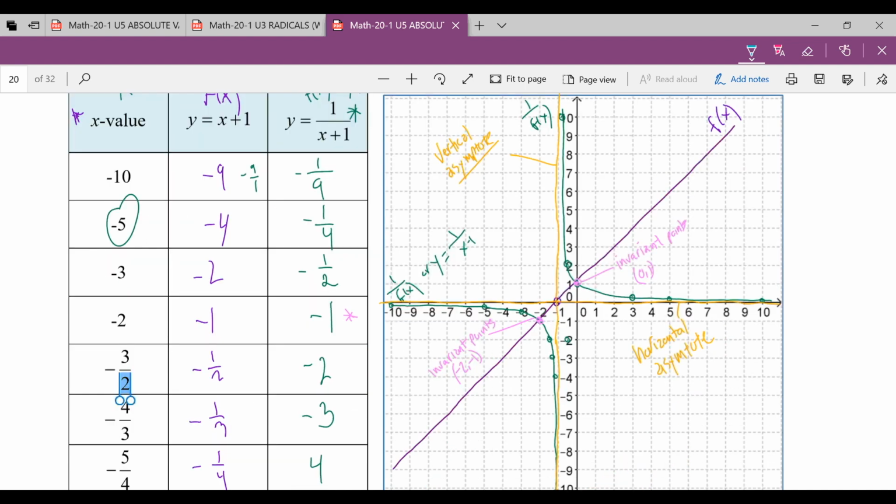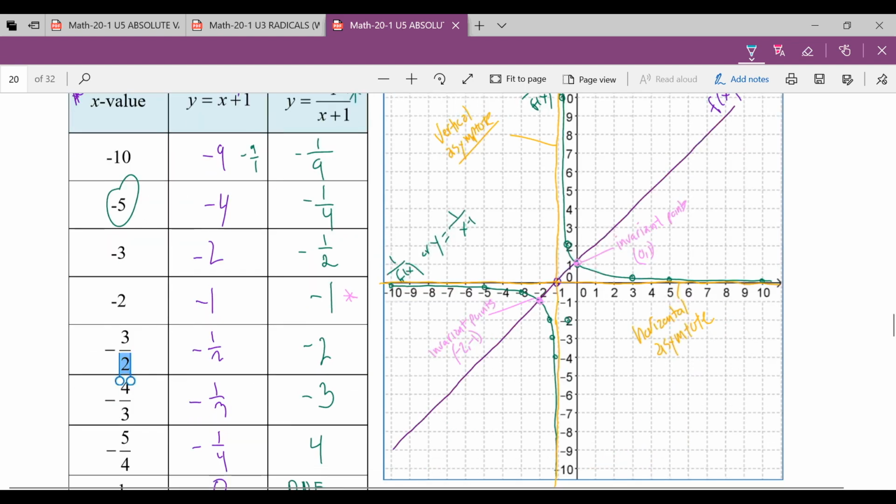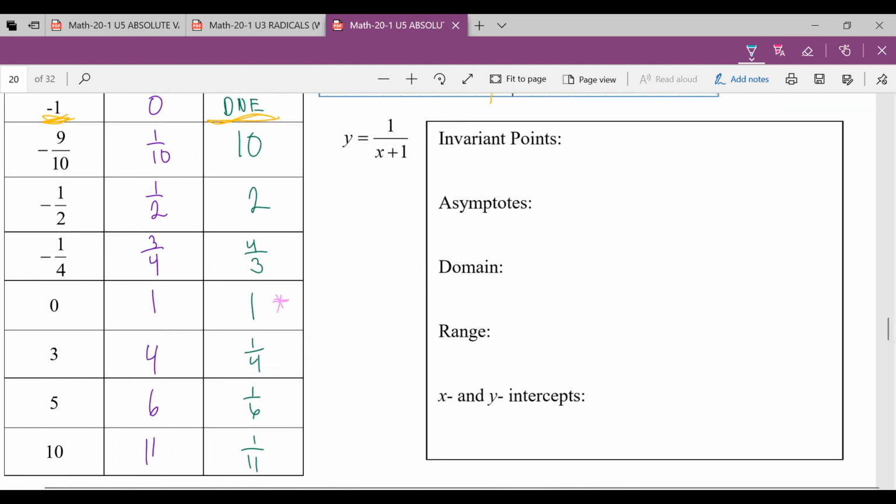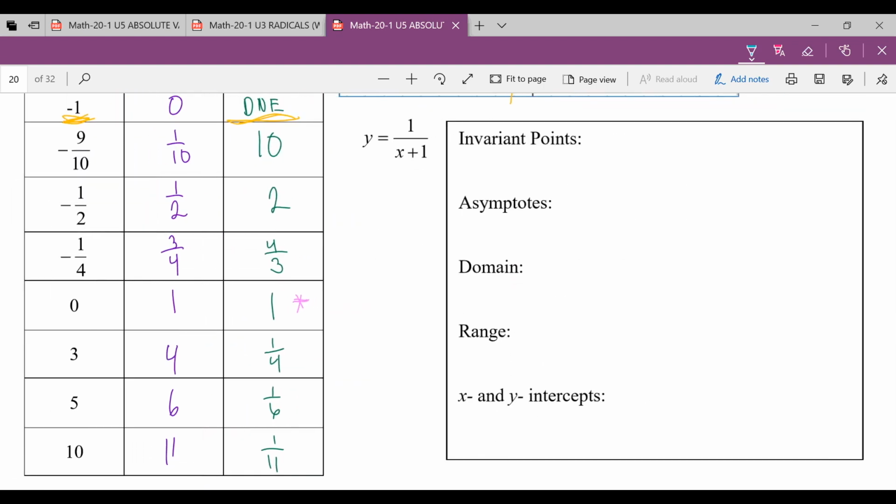So let's see if we can go and summarize what each of those will be. I'm going to zoom down here and you can take a look at the graph while I do this. So the invariant points, just in this case, the invariant points are (-2, -1) and (1, 0). The asymptotes in this particular example are at x equals -1 for what we call the vertical asymptote, y equals 0 for the horizontal, or HA.